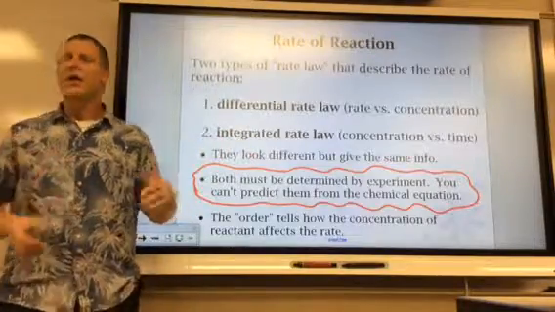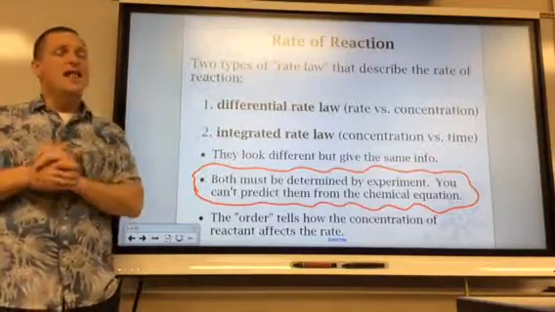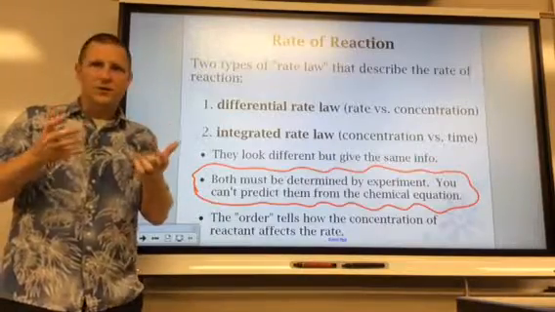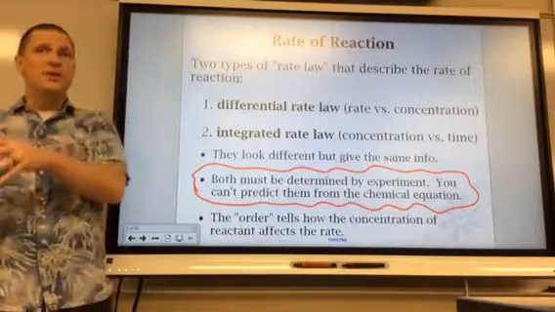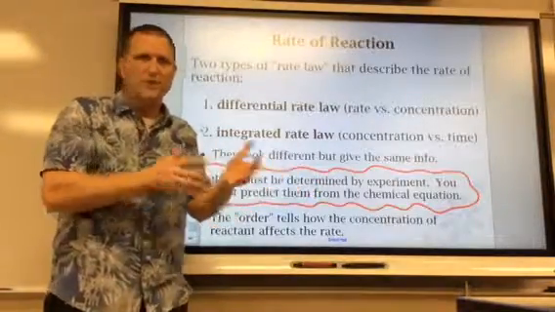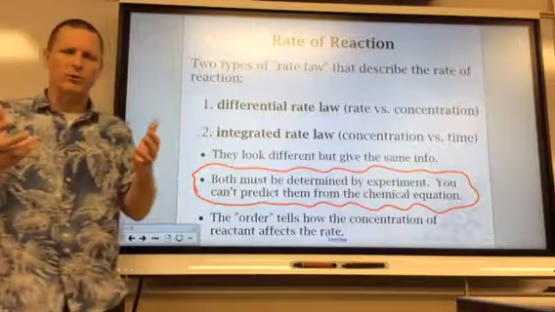Zero order. If it's a first order reactant, that means that its concentration affects the rate to the first power. So if you double the concentration, the rate of the reaction is going to double. It's a first order relationship, first power relationship.